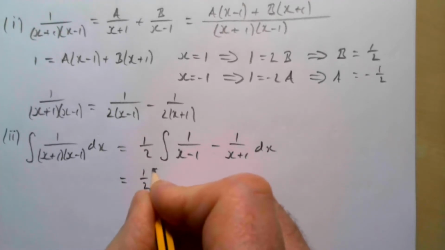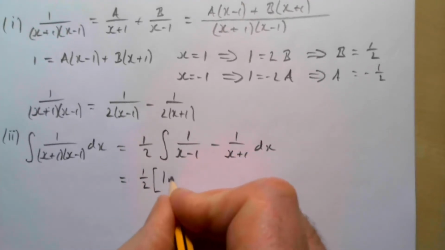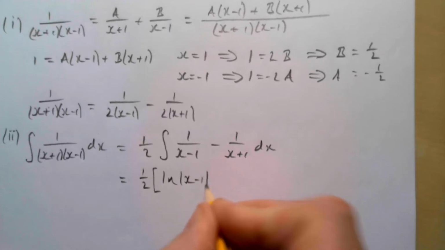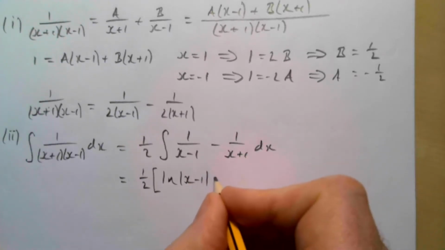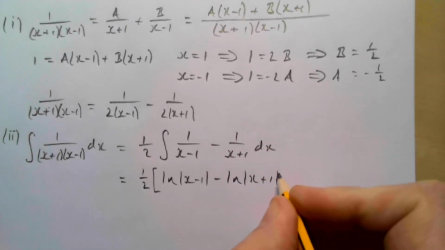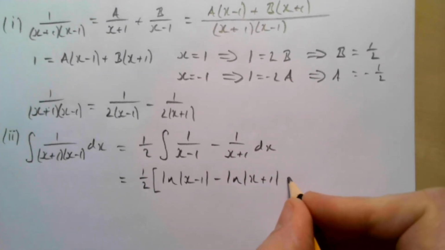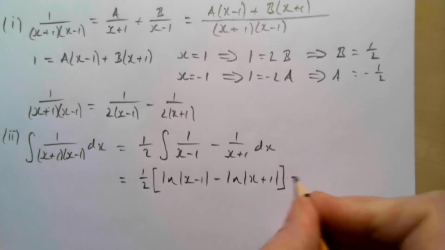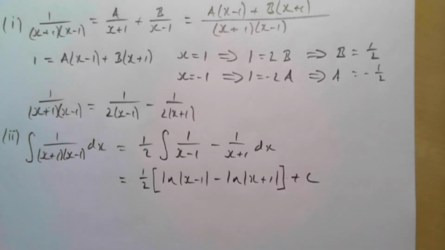And that equals a half of ln|x minus 1| minus ln|x plus 1| plus c. You could join those together using the laws of logs if you wish, that would be fine. You could multiply your bracket out, that would be fine as well, but any of those are good. Let's go on then to part B.